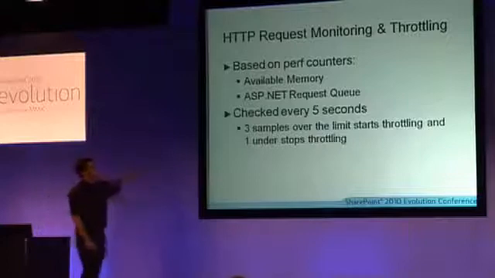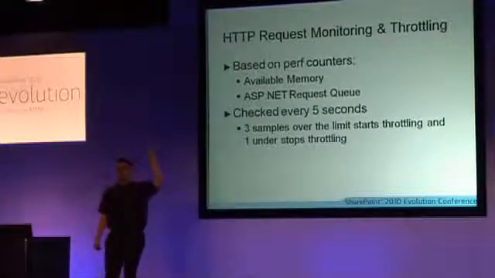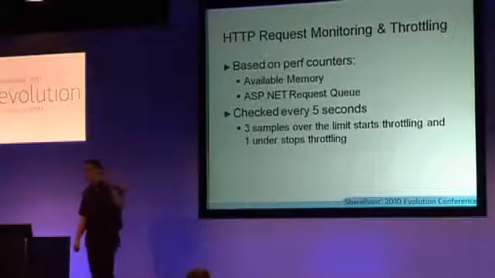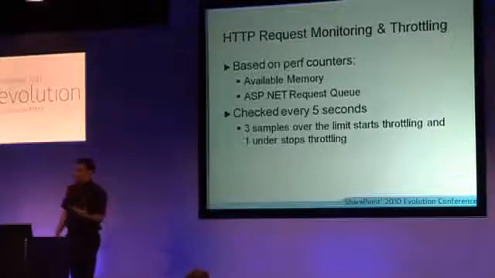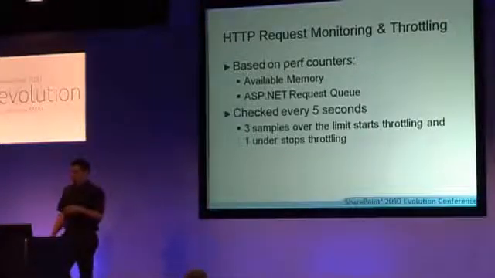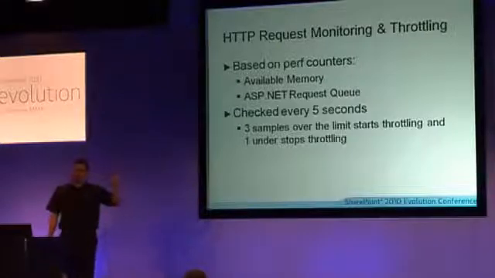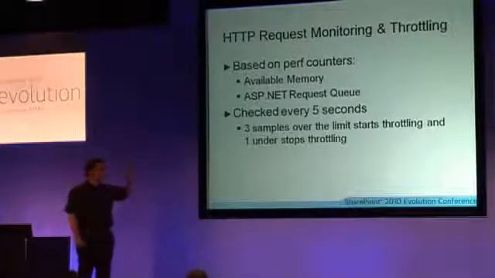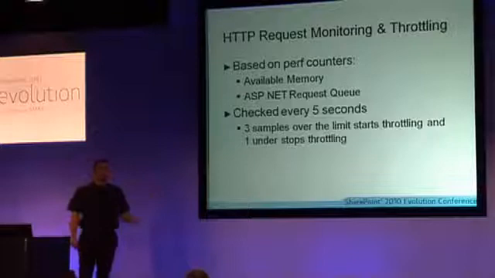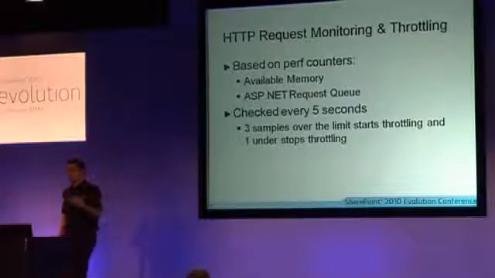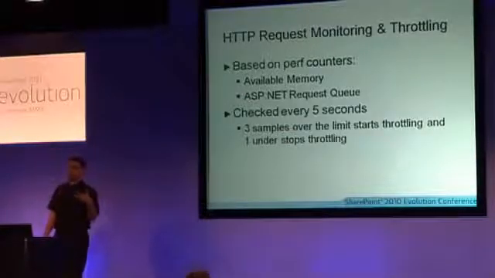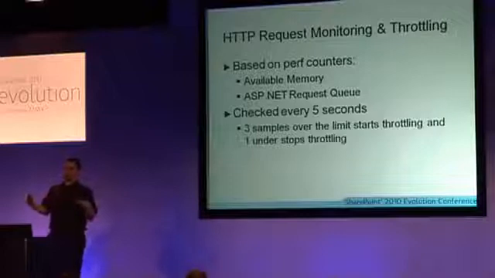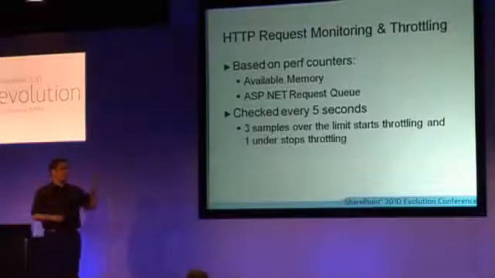Now, out of the box, we base this on 2 perf counters. Previously, in other conferences, like the SharePoint conference, there was speak of the CPU being included. I have no idea why it was dropped, but these 2 make the most sense given the issues that they would cause: available memory and the ASP.NET request queue. If we get to certain thresholds on them, we basically start throttling, okay? And I'll go into the ins and outs of how that works.